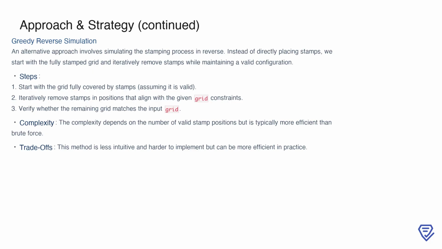Instead of directly placing stamps onto the grid, we start with the assumption that the grid is fully covered by stamps. From there, we iteratively remove stamps while ensuring that the configuration remains valid and matches the constraints of the input grid. Here's how it works. We begin with the grid completely stamped, assuming every position is covered. Then, we identify and remove stamps from positions where the constraints of the grid are satisfied. The goal is to ensure that after removing the stamps, the remaining configuration aligns perfectly with the original grid.